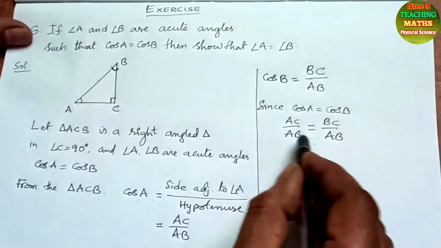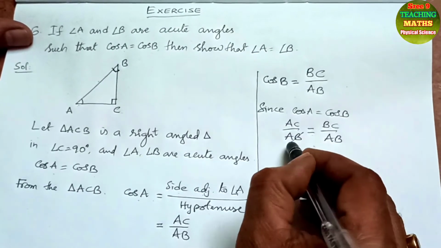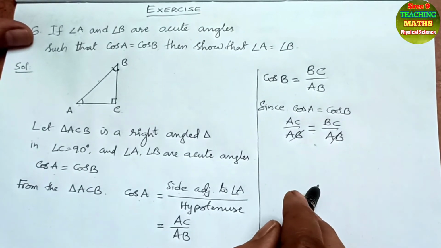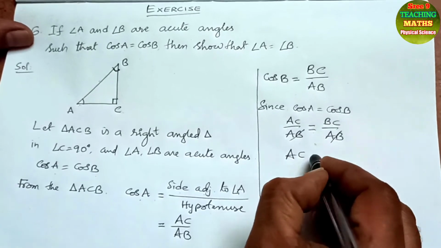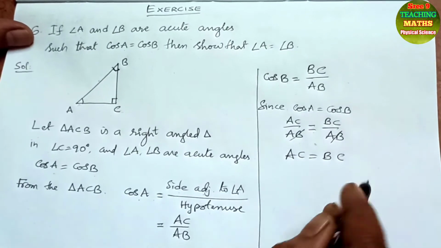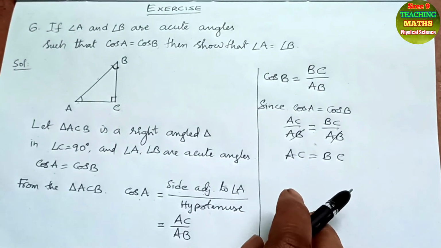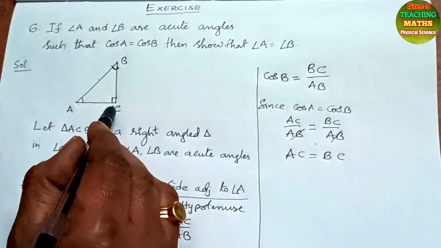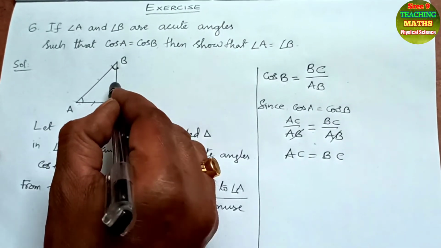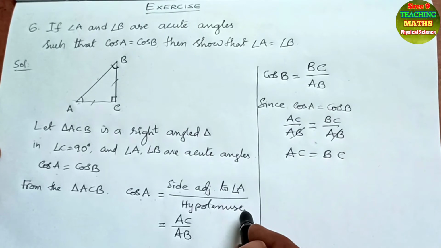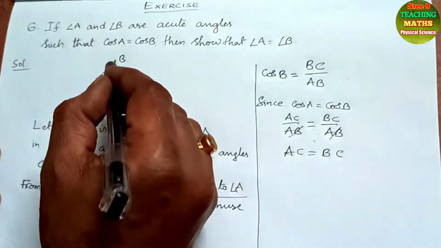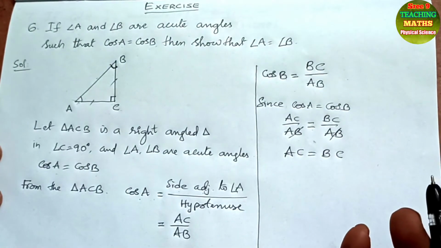Yes, and as these are equal, AB gets cancelled, and we get AC is equal to BC. Okay, AC is equal to BC means this side and this side are equal, and as opposite sides are equal, then opposite angles are also equal, right?